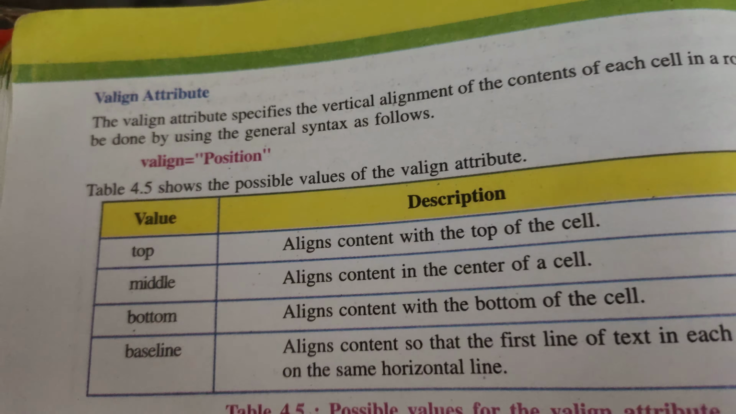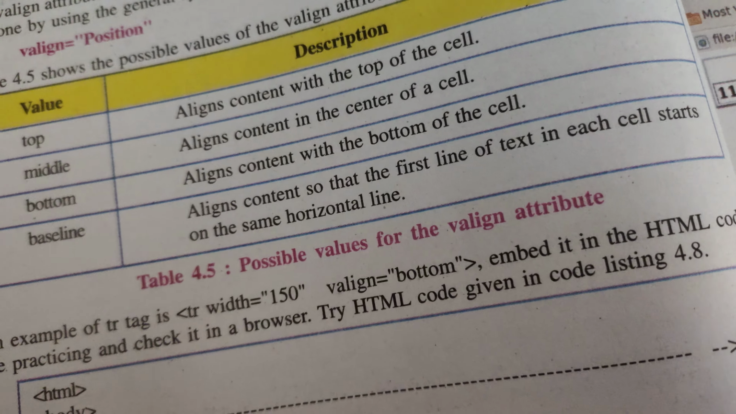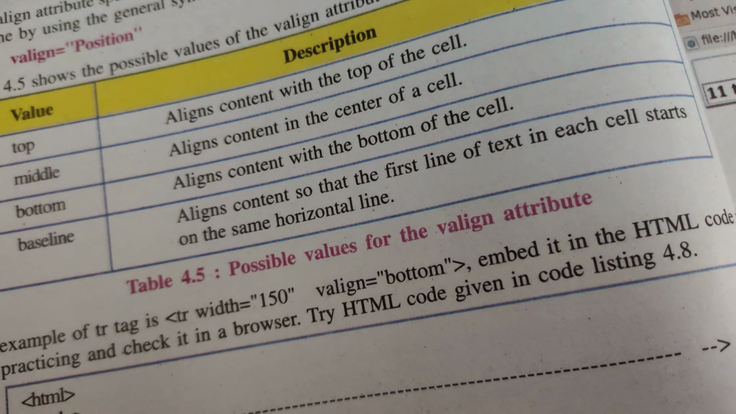And baseline: elements are aligned so that the first line of text in each cell starts on the same horizontal line. In the same line, the last line in the baseline, in horizontal form, you want your first line. Then the baseline is required. Here is the same example for your valign attribute.